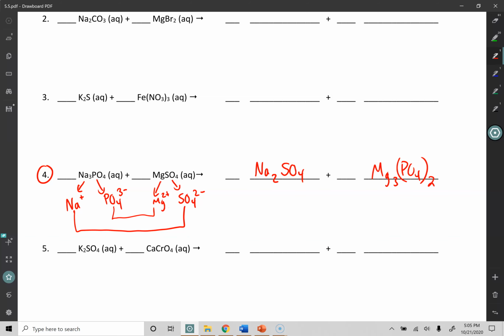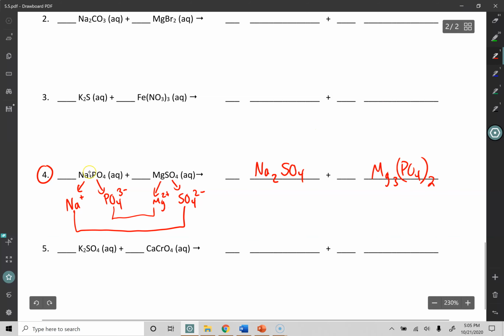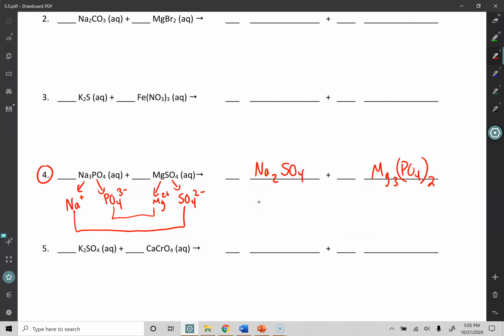This definitely isn't balanced. I'm going to start with sodium. So I've got 3 sodiums on the reactant side, 2 on the product side. So we need to get to a multiple of 6. Let's put a 2 there and a 3 there. 2 phosphates. Okay, 2 phosphates. 3 sulfates. I need a 3 over there. 3 sulfates. And I think that should do it. Yeah, 3 magnesium, so that's finished.